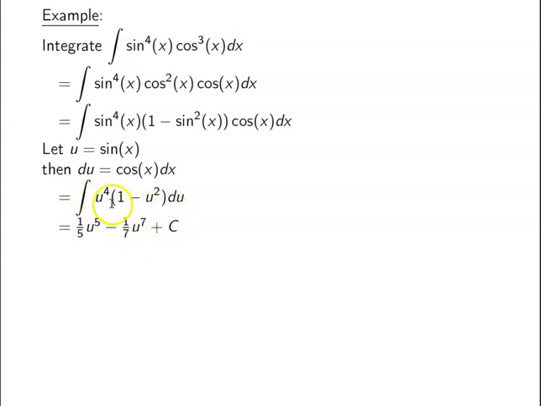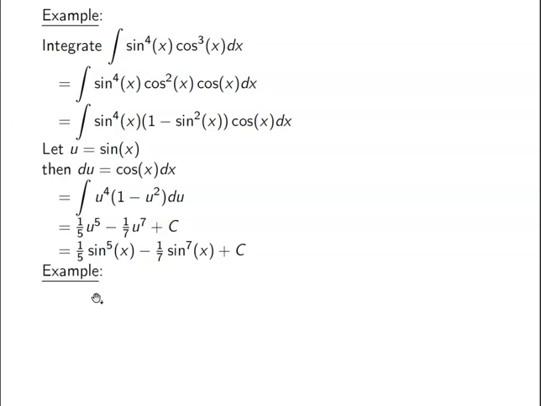Right? So the integral of u to the fourth is 1/5 u to the fifth. Here, this is u to the sixth, so it turns into 1/7 u to the 7 plus c. Again, don't forget to go back into x's. So I'm going to replace all of these u's with sine of x. And that is how we integrate products of trigs.